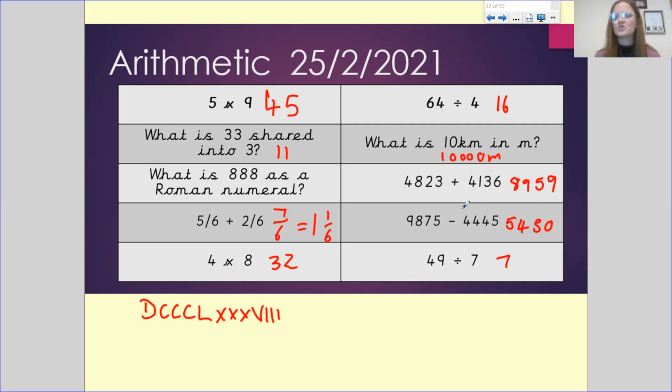4 times 8 is 32. 64 divided by 4 is 16. 10 kilometers into meters is 10,000 meters, because there are 1,000 meters in a kilometer. 4,823 plus 4,136 is 8,959. 9,875 minus 4,445 is 5,430. And 49 divided by 7 is 7.